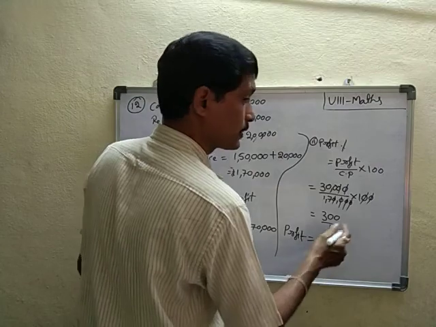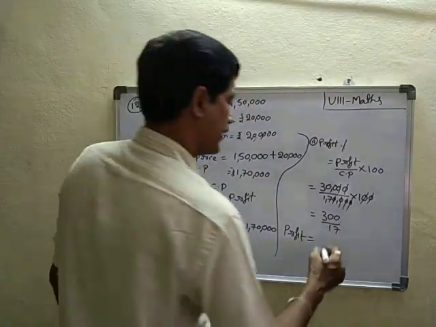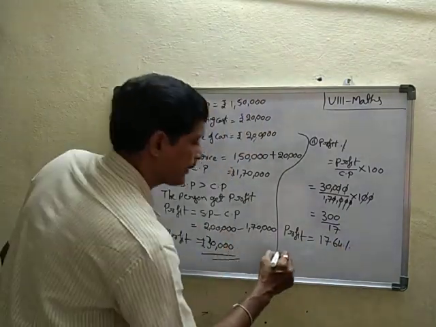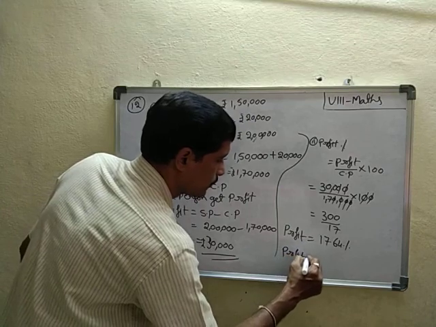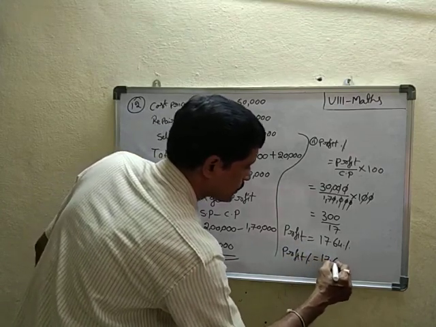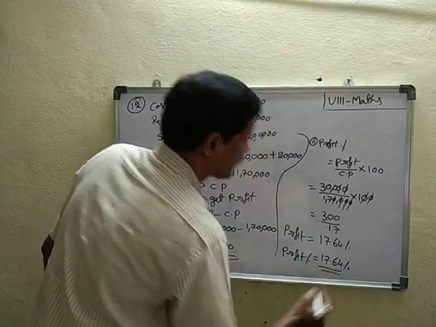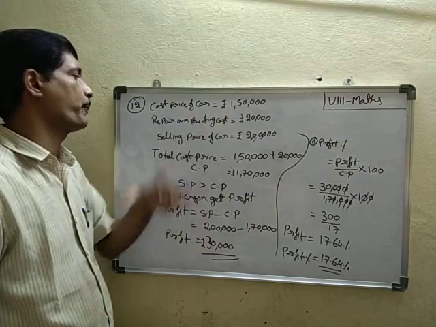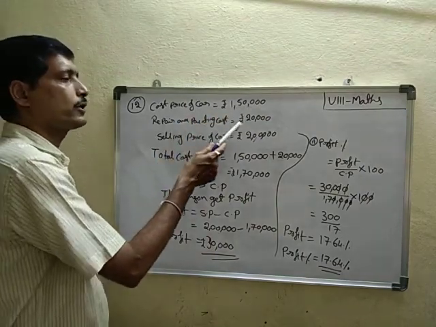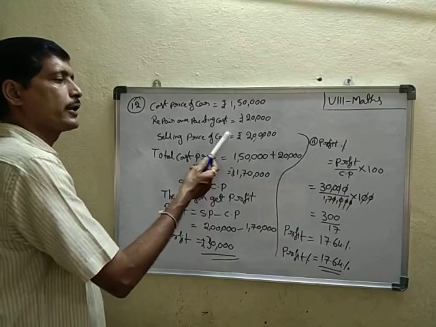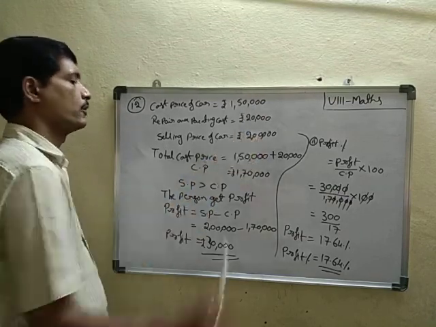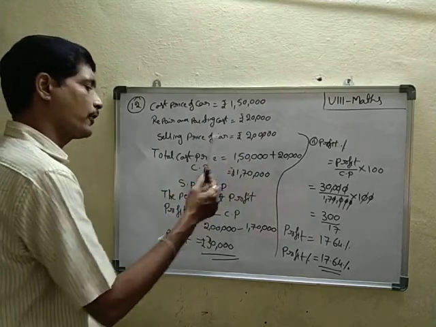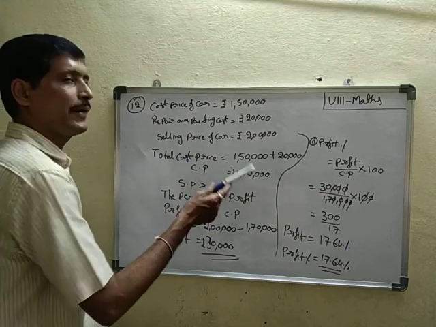Therefore, profit percentage equals 17.64%. Therefore, the person gets a profit percentage of 17.64%. Okay, one more time. Cost price of the car is 1,50,000 rupees, and repair and painting cost is 20,000 rupees. Selling price of the car is 2 lakhs. Therefore, total cost price is 1,50,000 plus 20,000, so you get a cost price of 1,70,000.